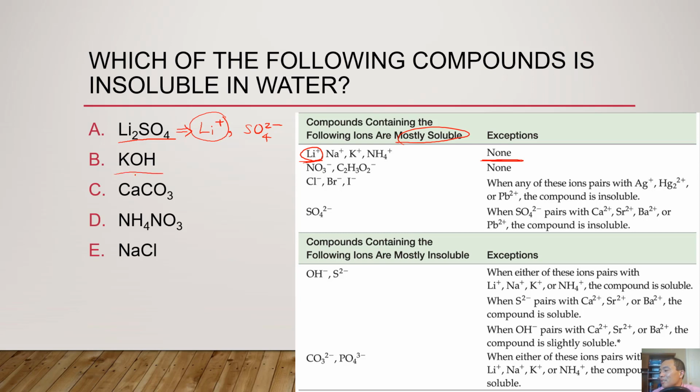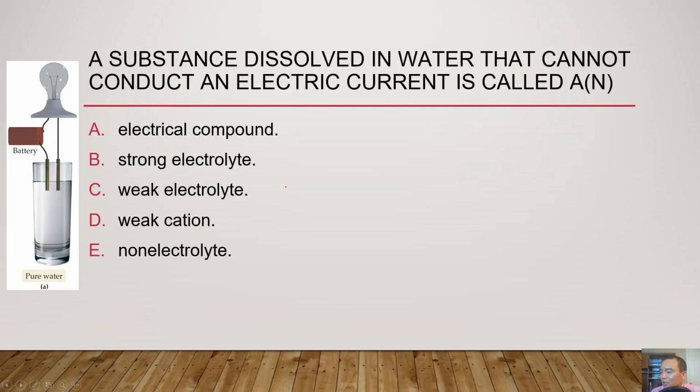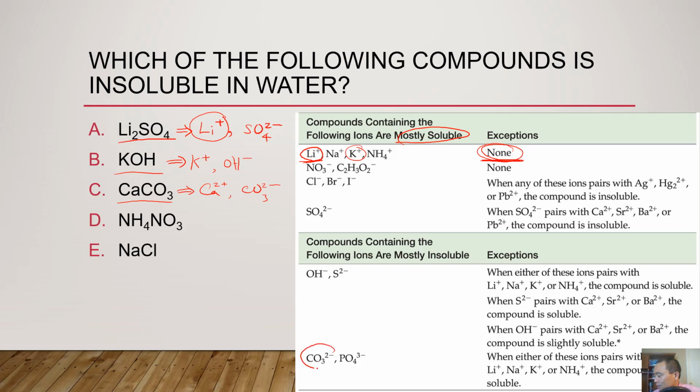KOH contains K+ and OH-. If you contain K+, it is soluble with no exception. So that is also soluble. What about calcium carbonate? You look at the solubility rules and find carbonate. It's mostly insoluble. Then you look at calcium. Is calcium included in the exception? No, it's not. Which means calcium carbonate is insoluble. So this one is the correct answer.